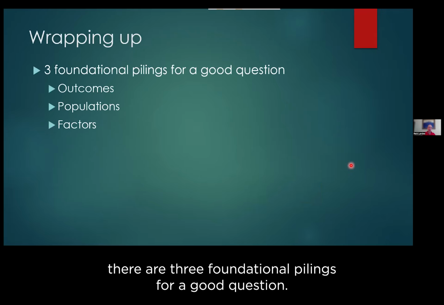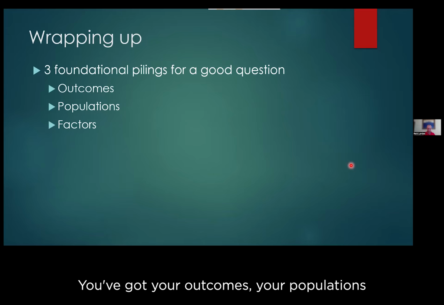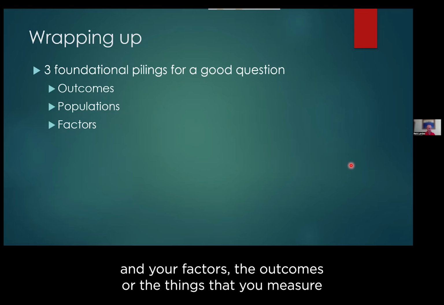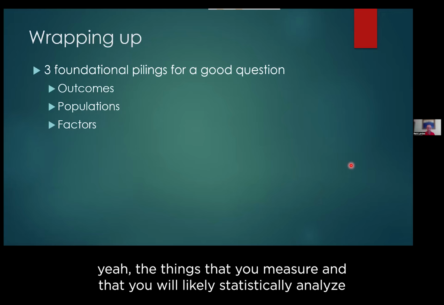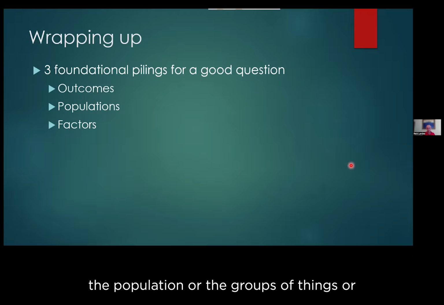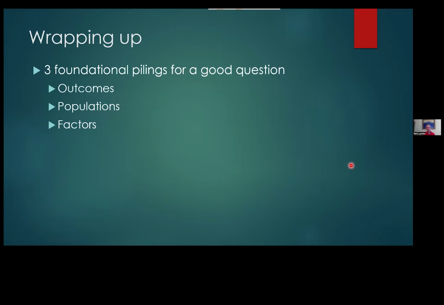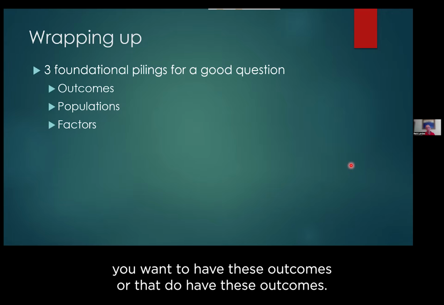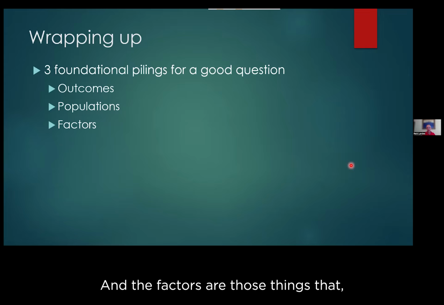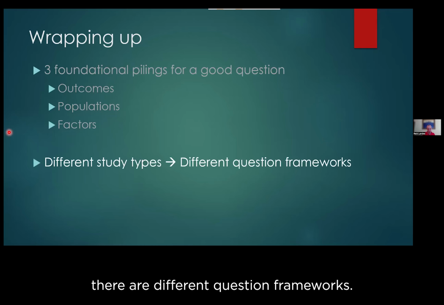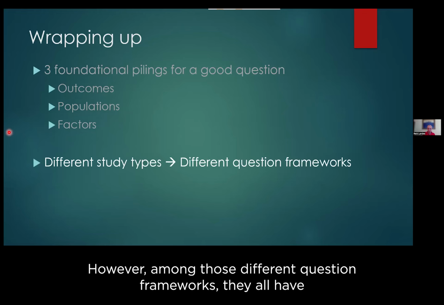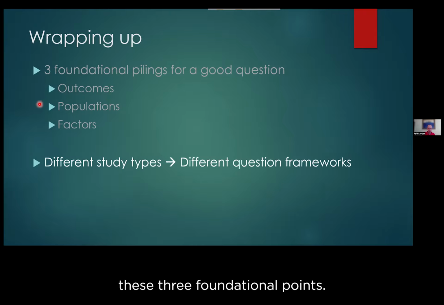So to wrap up, there are 3 foundational pilings for a good question. You've got your outcomes, your populations, and your factors. The outcomes are the things that you measure and that you will likely statistically analyze. The population are the groups of things or the groups of people that you want to have these outcomes or that do have these outcomes. And the factors are those things that affect the outcome. Among different study types, there are different question frameworks. However, among those different question frameworks, they all have these three foundational pylons.